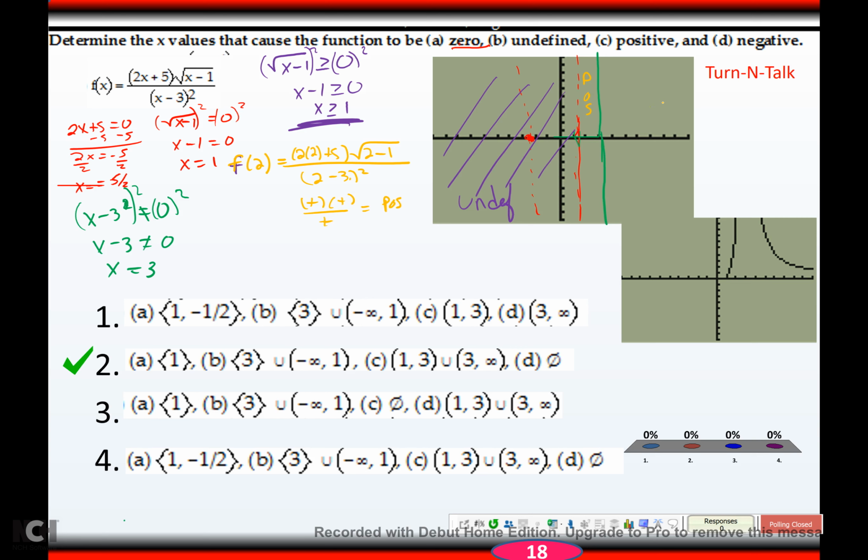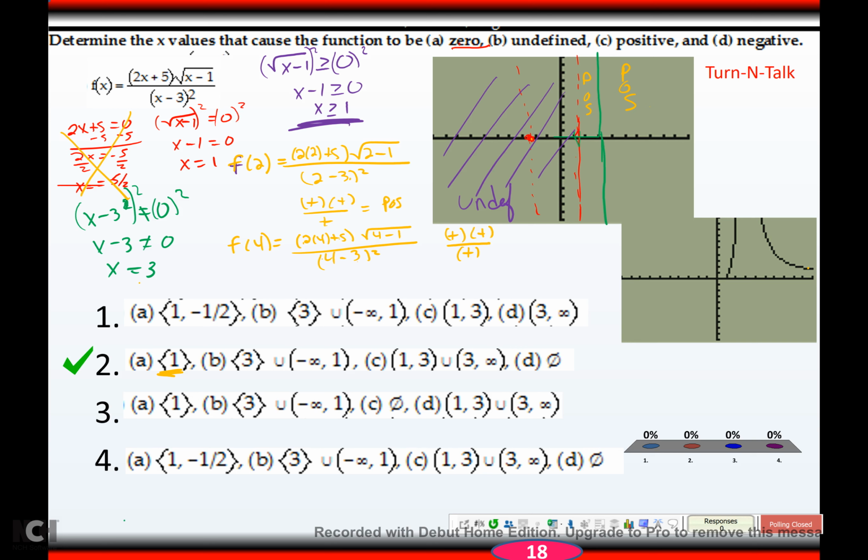And guess what? Because of that square root, the other side is going to be too. But let's test it. Let's pick 4. So if I got f of 4, I'd have 2 times 4 plus 5 times the square root of 4 minus 1 over 2, what did I pick? 4 minus 3 squared. 9 plus 5 is positive. 4 minus 1 is positive. The square root of a positive is a positive. 4 minus 3 is 1. The square root is a positive. So again, this side is positive as well. So if I describe my zeros, my only zero, this one I had to throw out because it was in the undefined section. So my only zero is 1.